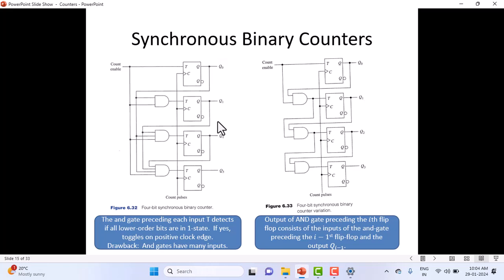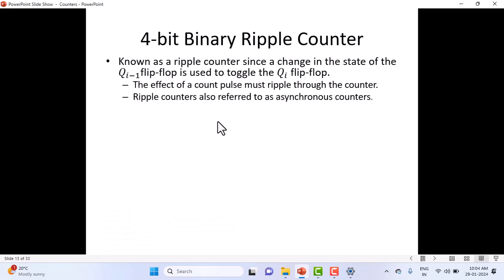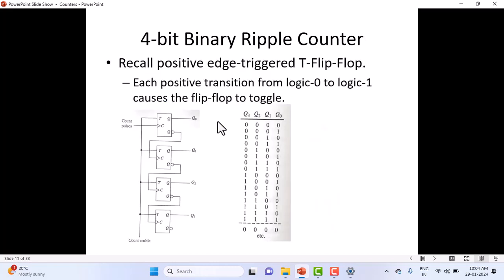And the counting states, though we have not mentioned them, in the very beginning I showed you the counting sequence. Look at this counting sequence. This is the binary counting sequence. For all the 4-bit binary counters that I have discussed, this table remains the same.